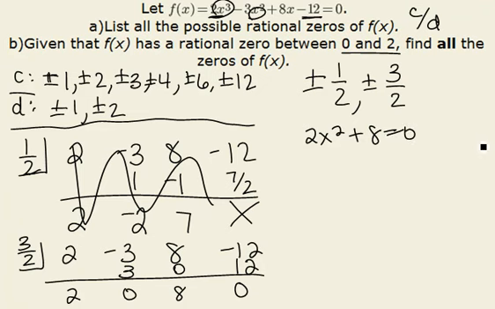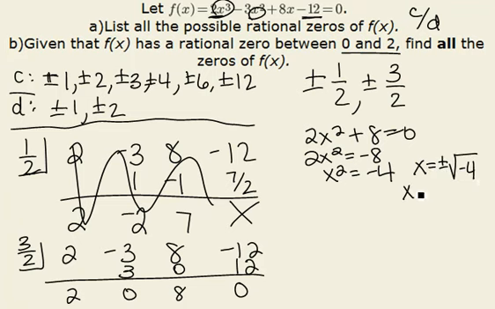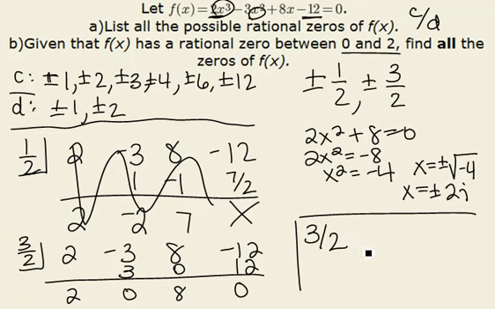From here, we want to find the zeros of this equation, so we'll get 2x squared equals negative 8, x squared equals negative 4. So x equals positive or negative square root of negative 4, which is positive or negative 2i. So the zeros then for this equation are the 3/2, since that divided in nicely, and then positive or negative 2i.